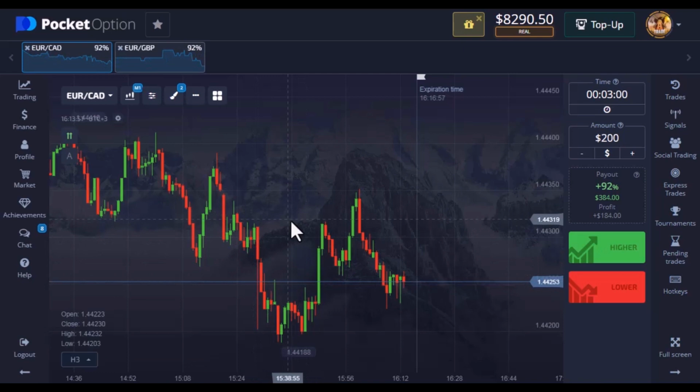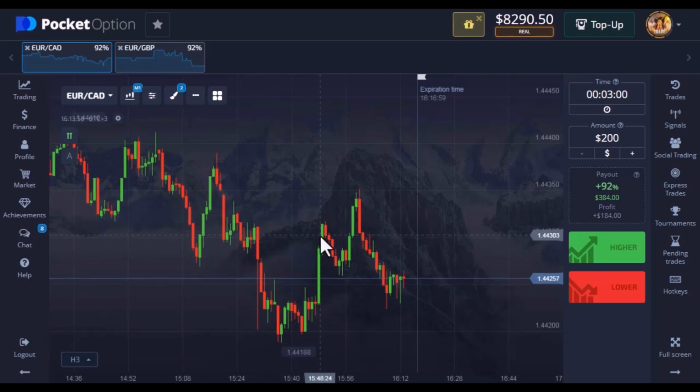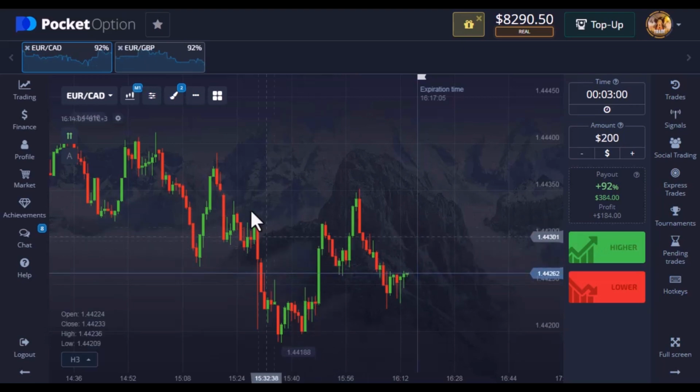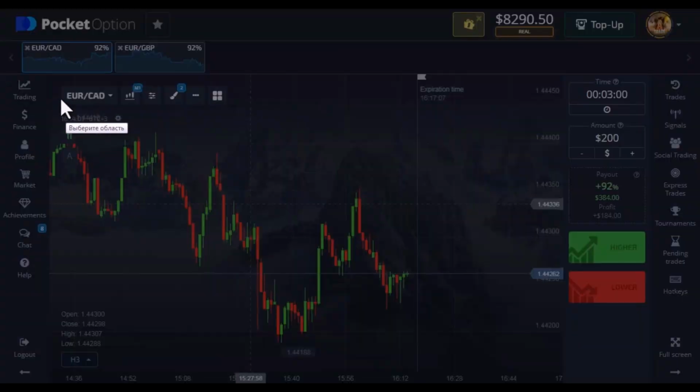And right now, guys, as always, we're going to start with our first currency pair for today. And our first currency pair for today is the pair of Euro and Canadian dollar. So I think we should just start as we always do.